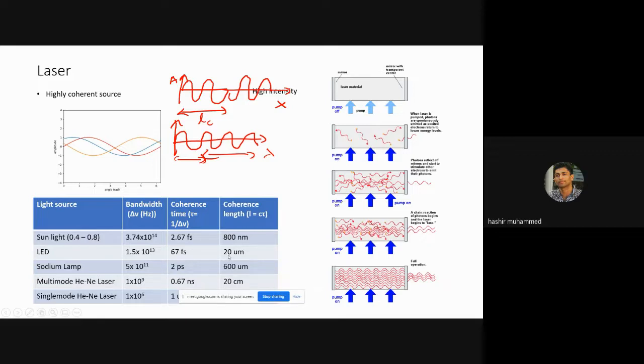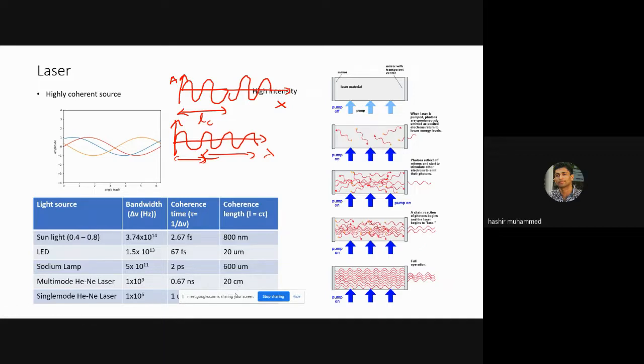It is 20 micrometers. Some of you may be familiar with the Michelson interferometer. You can see that if you use sunlight, getting a fringe pattern in the Michelson interferometer is a bit difficult. But if you go to LED, you can get it, but still it will be difficult. And if you go to a sodium lamp, it is 600 micrometers. And for laser, it is 20 centimeters.